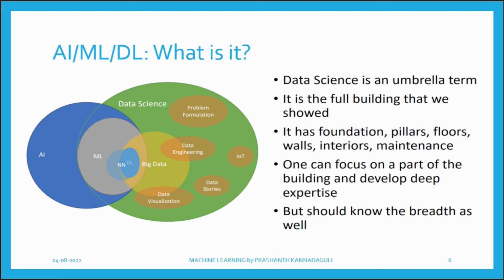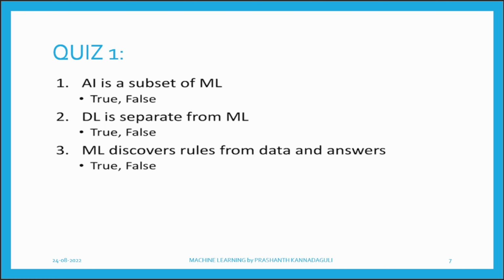DL is an upgraded version, right? It's a new technology which is built up based on the ML techniques only. So for that reason, the second answer becomes false. And the last one: ML discovers rules from data and answers. I give data and say this is my required answer, and the machine learning says, okay, these are the rules which can map the data to the answers. So that's why this is a true statement.